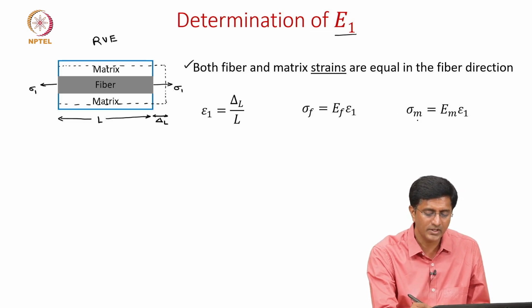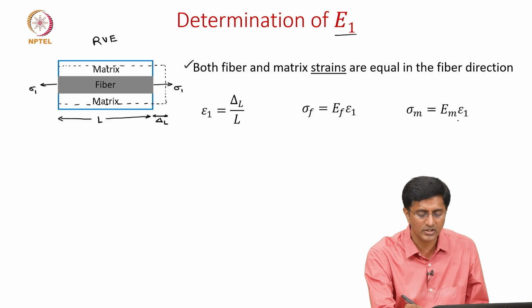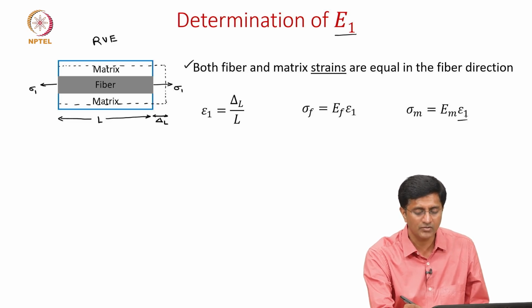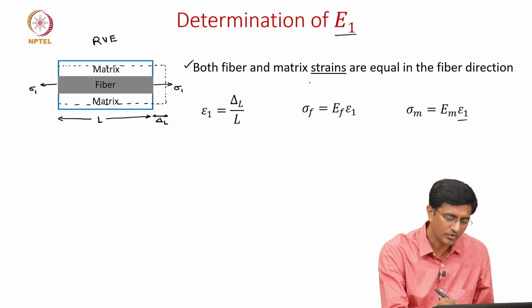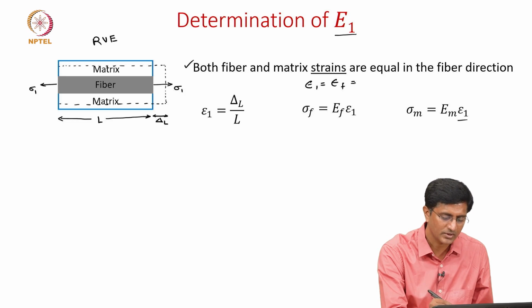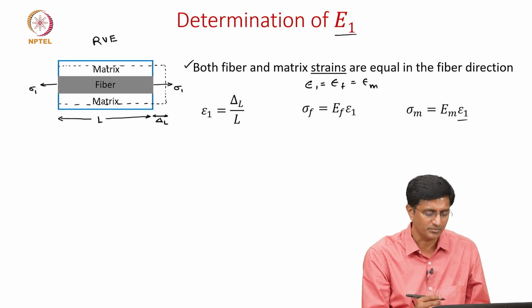Similarly, for the matrix material, again the stress in the matrix can be written as elastic modulus times the strain in the matrix. But here we have replaced the matrix strain with the composite strain because both are the same. So essentially what we are saying is epsilon 1 is equal to epsilon f is equal to epsilon m. Strain in composite, fiber and matrix all are the same. Okay.